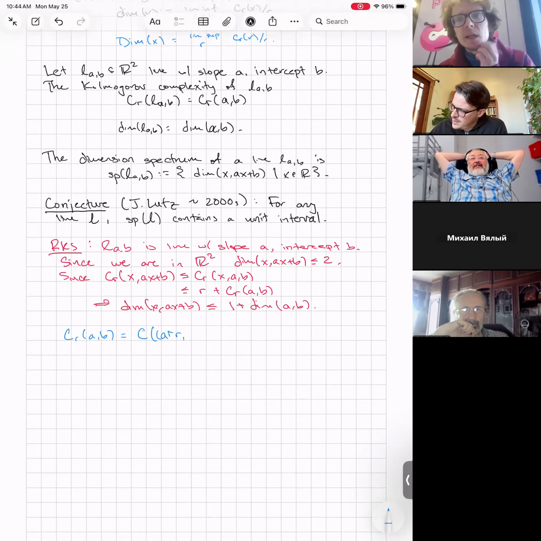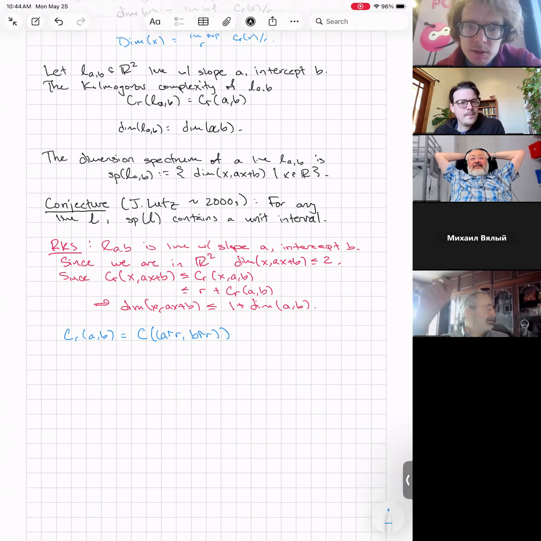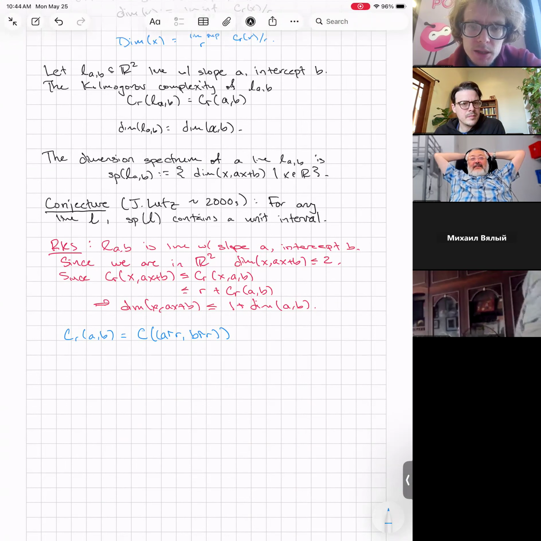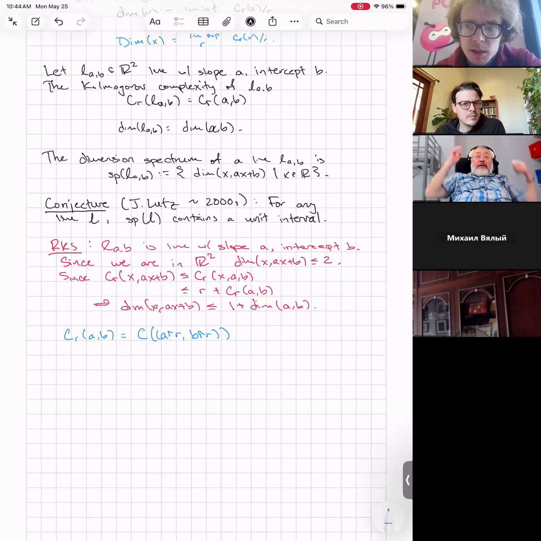So is it very clear, all these explanations? Sorry. So you say that the complexity of any point on the line is at most 1 plus the dimension of the line, the complexity of the line. I guess you say take the x coordinate and then describe the line, and it defines your point. Right. But what is missing is just one coordinate.